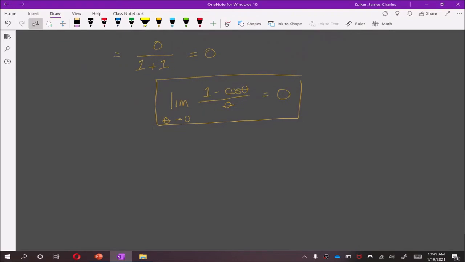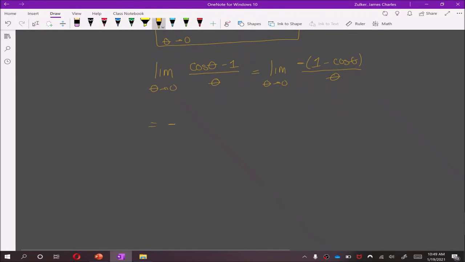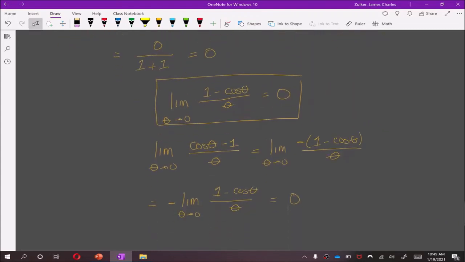Now, a quick observation, keep in mind that if we had this limit here, cosine theta minus 1 all over theta, well, this would be the limit as theta approaches 0 of negative 1 times 1 minus cosine theta all over theta. Using the appropriate limit law, we can factor out that negative 1. And we just saw that limit was 0. So the order in which you're doing the subtraction here doesn't actually matter. You'd still wind up with 0.